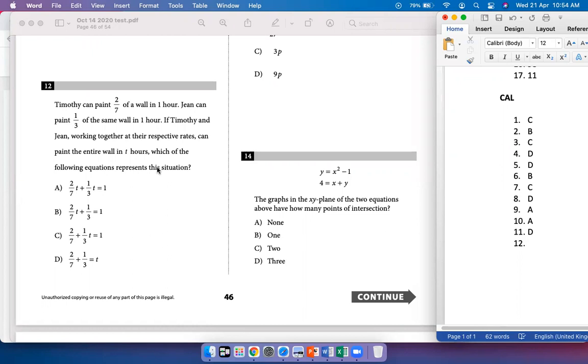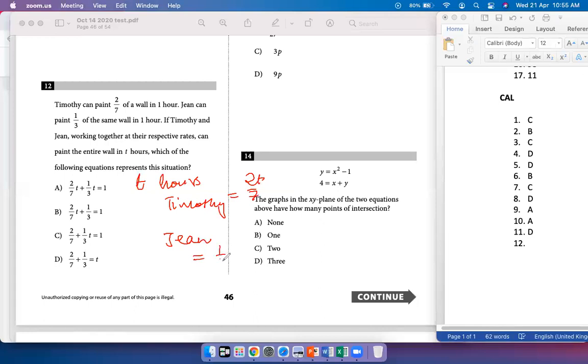So in 1 hour, he can paint 2/7 of a wall, right? So in T hours, Timothy can paint 2T/7 of a wall. That's the fraction of the wall he can paint. And in T hours, Jean can paint T/3 of the wall, right? So in T hours, Timothy paints 2T/7 of the wall and Jean paints T/3 of the wall, right?